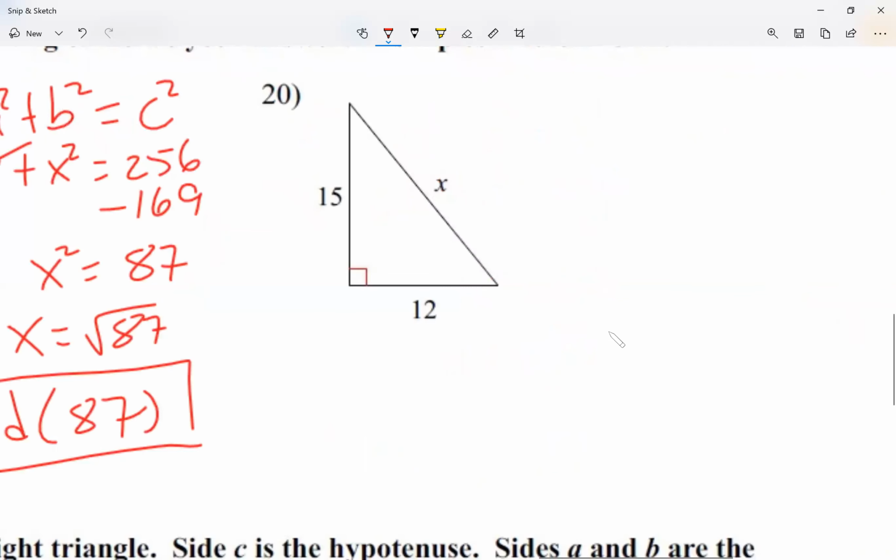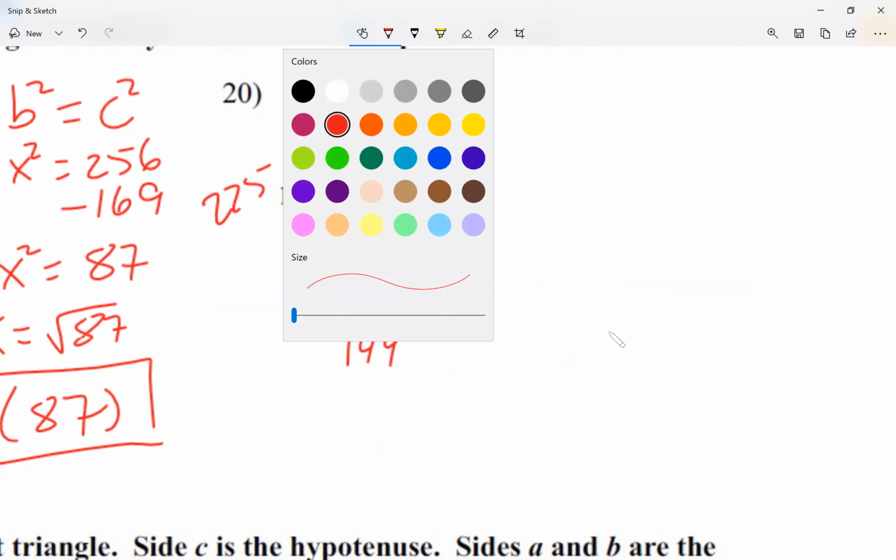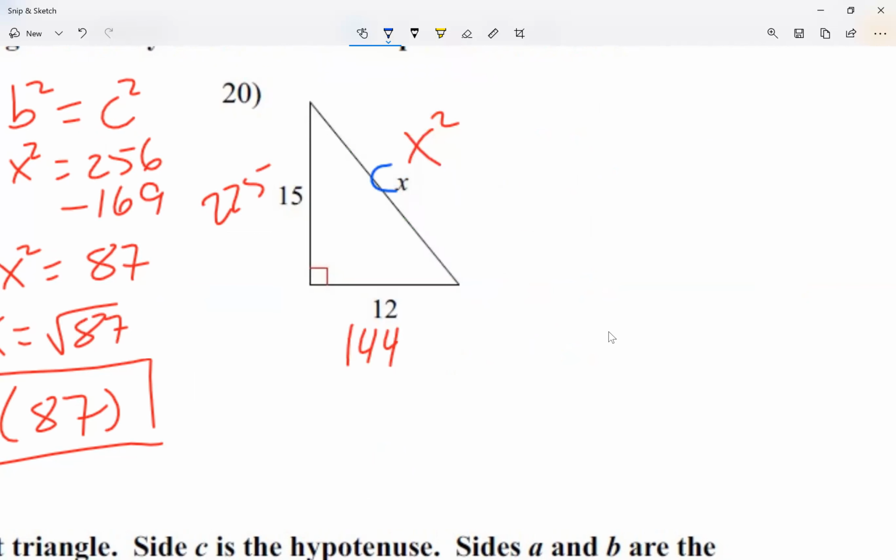Let's take a look at number 20. Let me square everything, right? So I'm going to say this is X squared. This is 144. This is 225. When I label my sides, the hypotenuse is C, the one that is farthest away from the 90 degrees. The other two are called legs. One of them is A, the other one's B. So let me write this as 225 plus 144. It's equal to X squared.